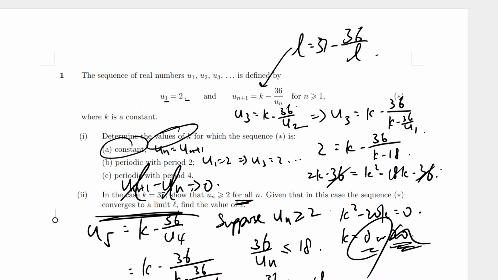What is an obvious solution to the equation? L equals 1 is an obvious solution, right? But is that a correct solution? No. Why not? Because u_n is greater than or equal to 2 for all n, so how on earth are you supposed to converge to 1? You're nowhere near 1, you're bounded below by 2. What's the other trivial solution? 36, right? So this is a sensible solution. So the value of L has to be 36, and we reject 1.